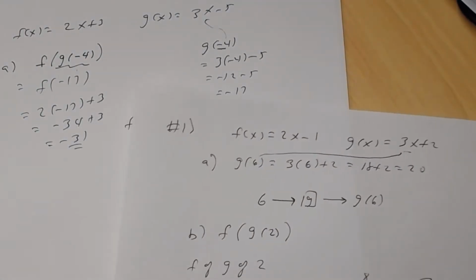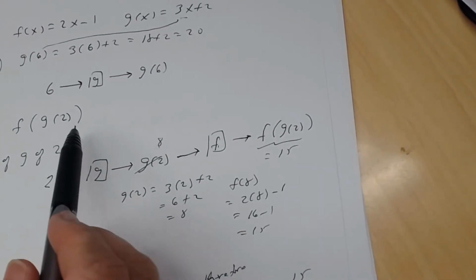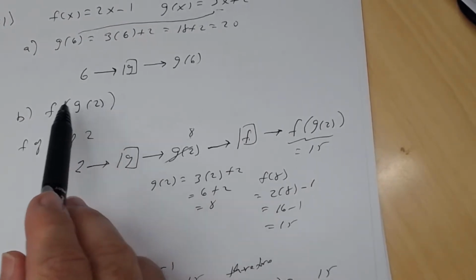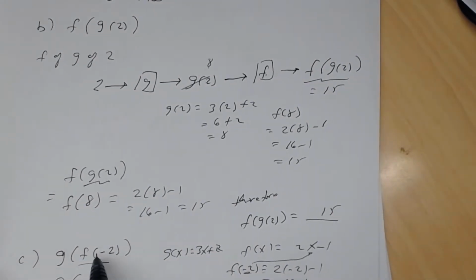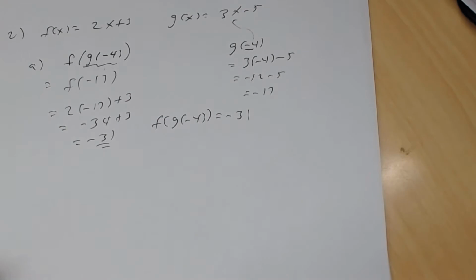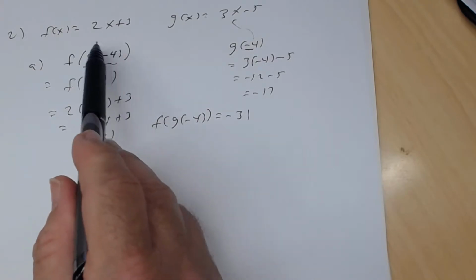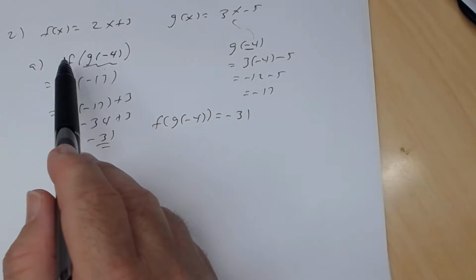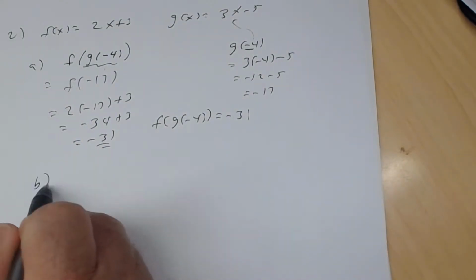Okay, so what we should notice is this. In part B, I took whatever g of 2 was, and I put it into f. Okay? I took whatever f of negative 2 was, and I put it into g. I put whatever g of negative 4 was, and I put it into f. Okay? So let's look at this, B part.